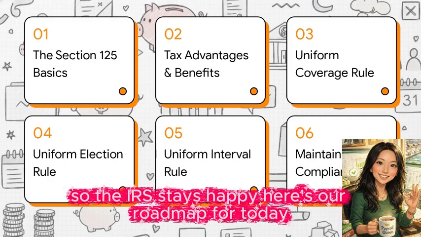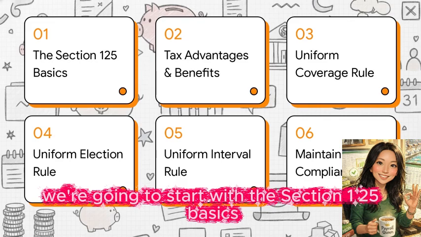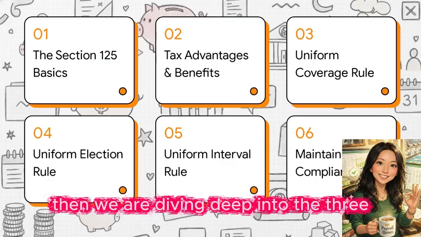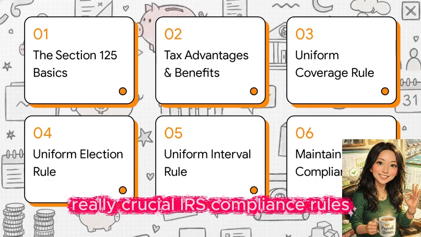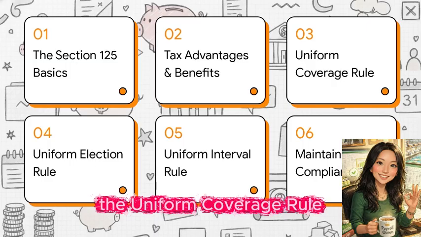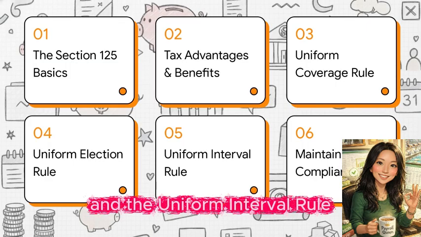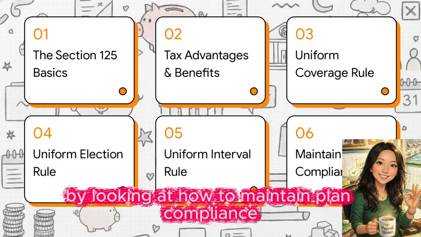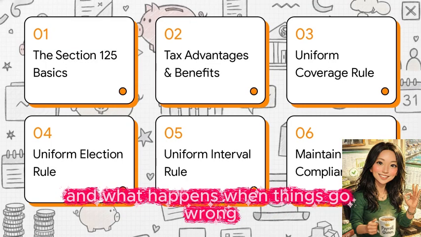Here's our roadmap for today. We're going to start with the Section 125 basics, followed by the tax advantages and benefits. Then, we are diving deep into the three really crucial IRS compliance rules: the Uniform Coverage Rule, the Uniform Election Rule, and the Uniform Interval Rule. Finally, we'll wrap up by looking at how to maintain plan compliance and what happens when things go wrong.